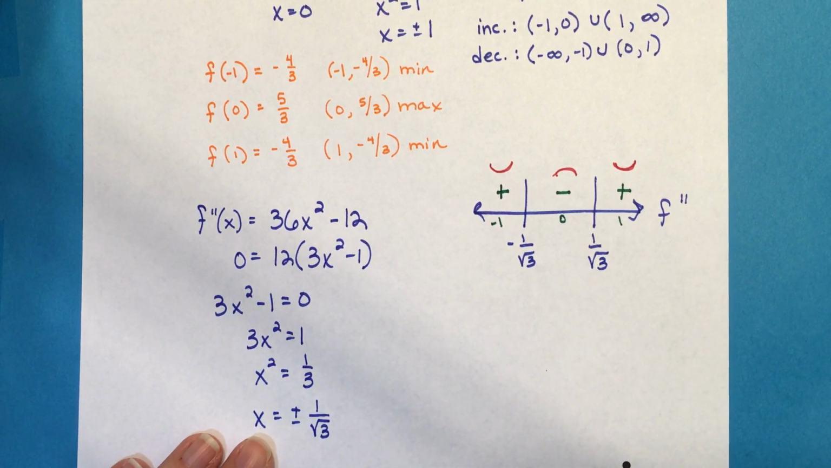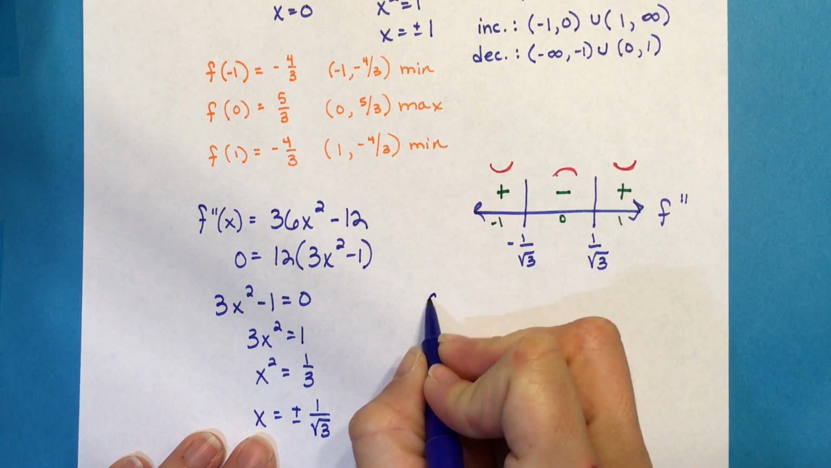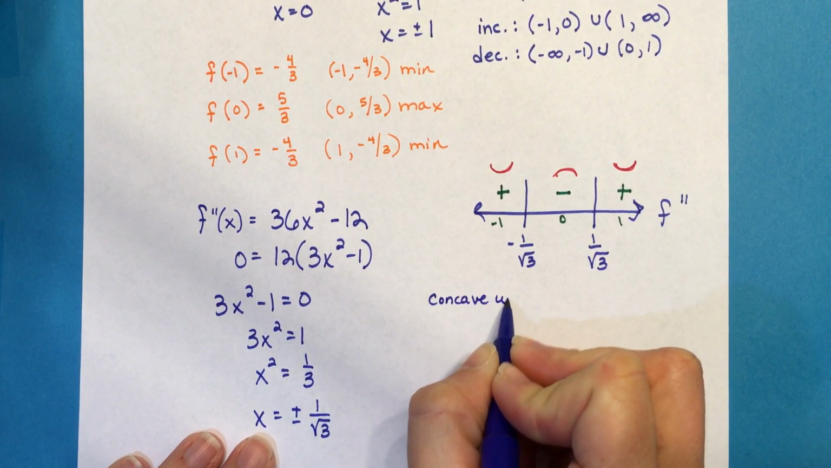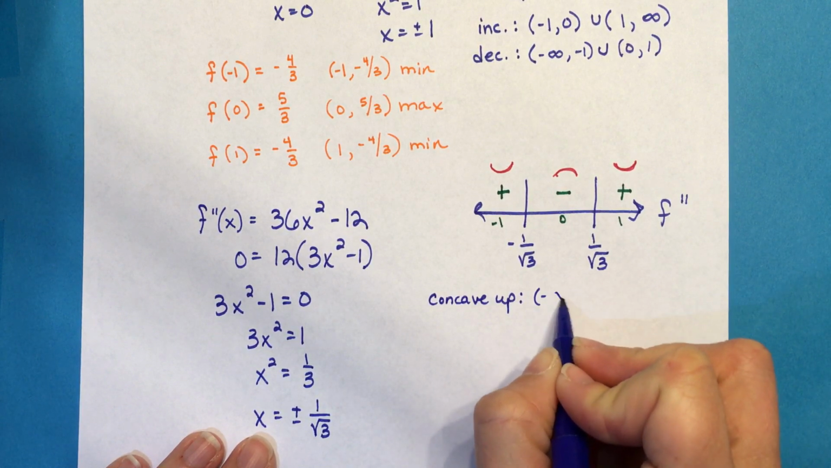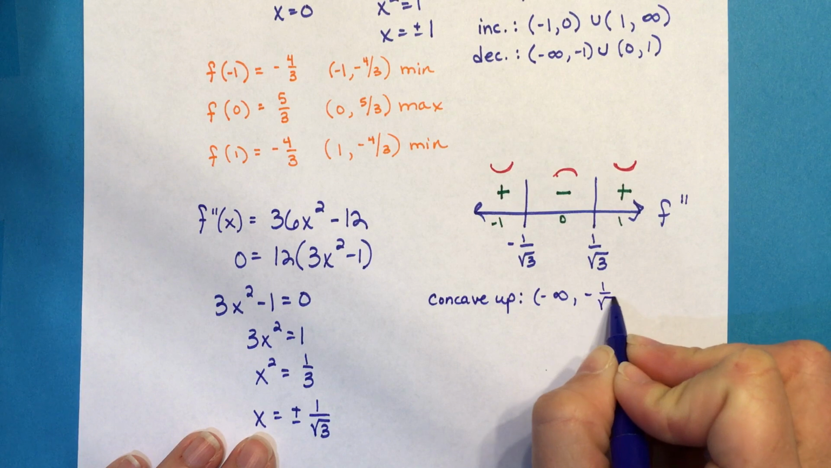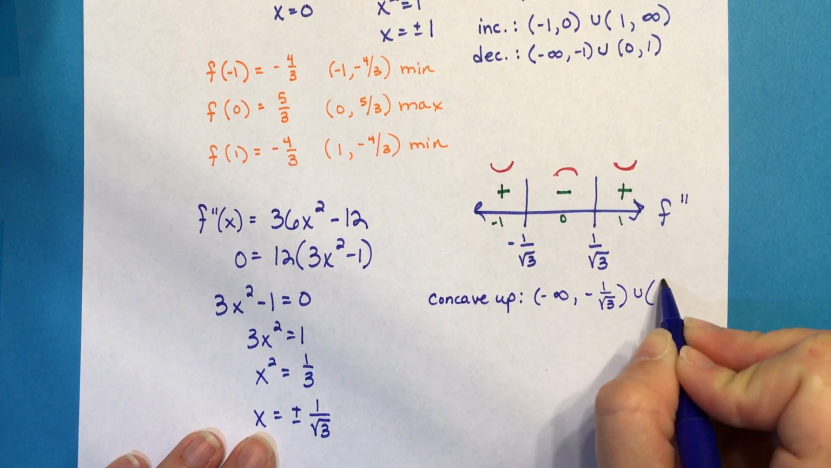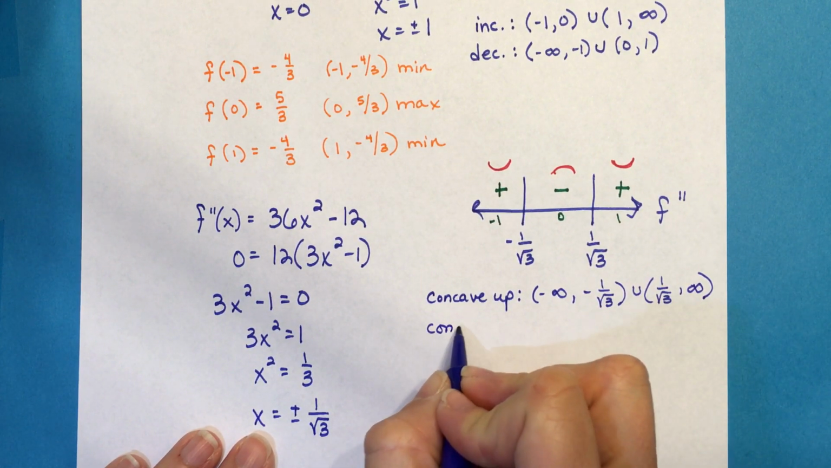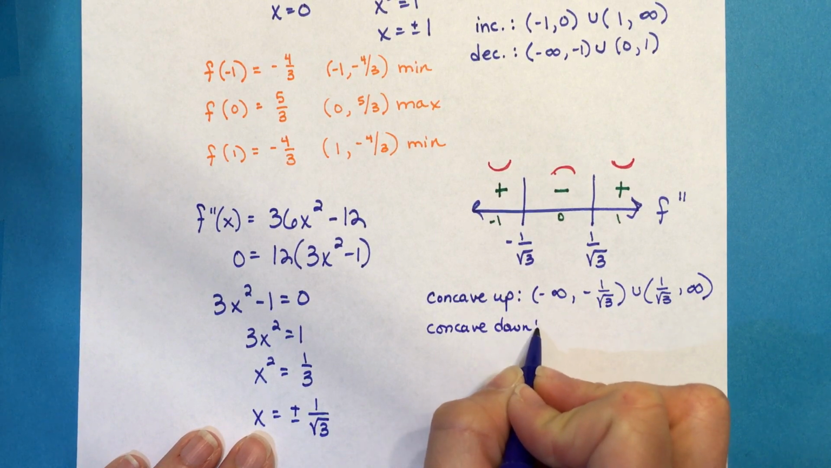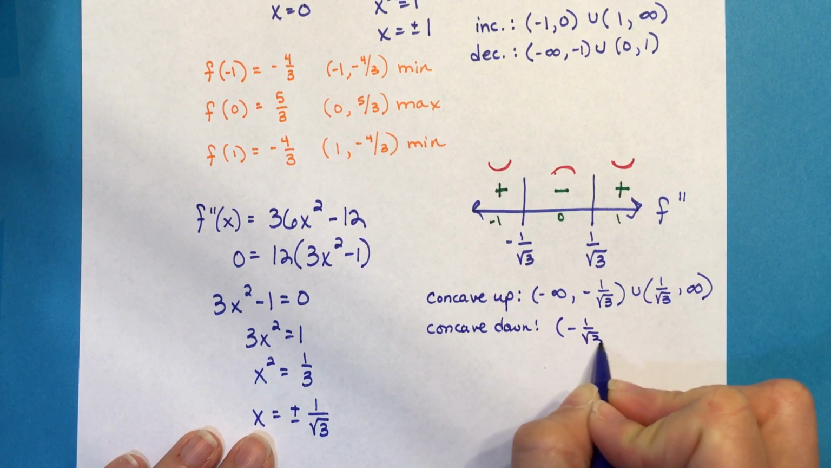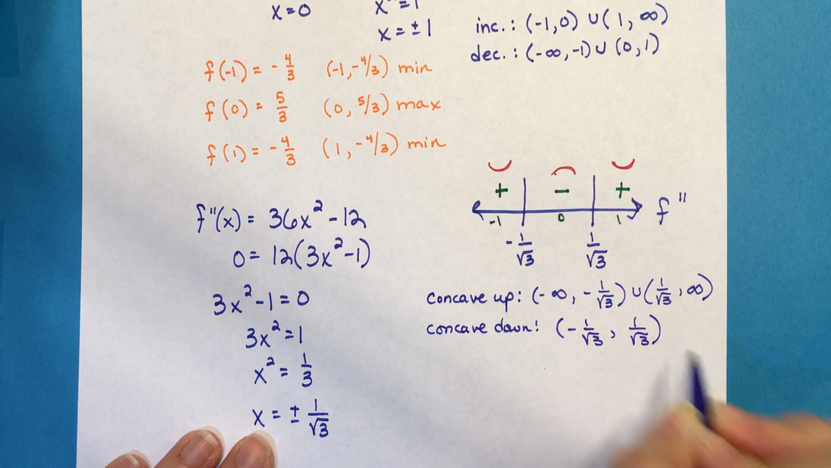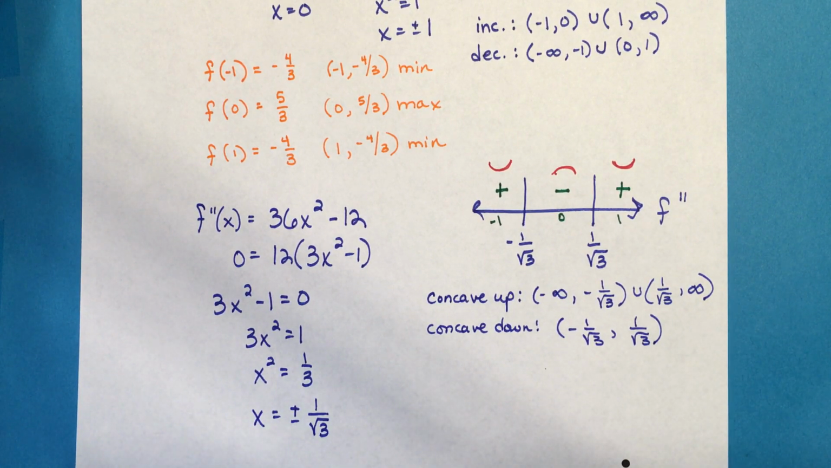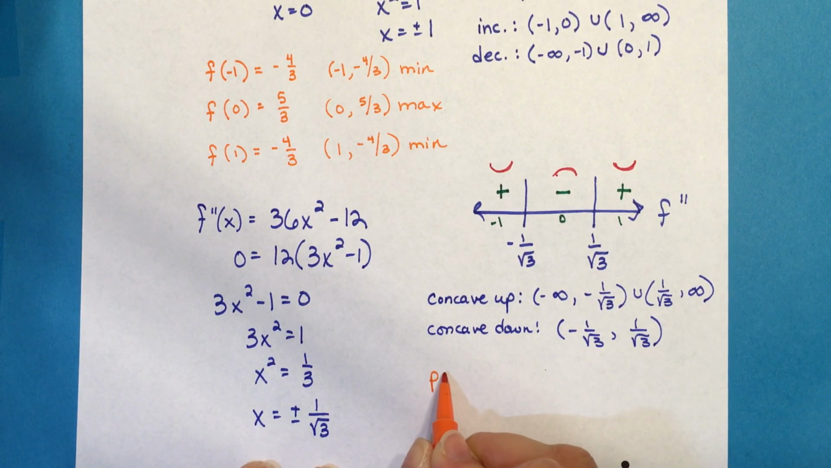Okay, so let's list out what we found for concavity. Concave up is going to be negative infinity to negative 1 divided by square root 3, and then from positive 1 over square root 3 to positive infinity. And then concave down is going to be negative 1 over square root 3 to positive 1 over square root 3. Now also from here is where we need to talk about the points of inflection. If you remember, points of inflection is where your concavity changes.